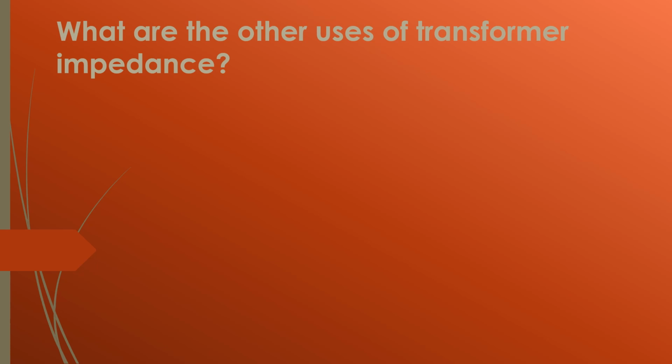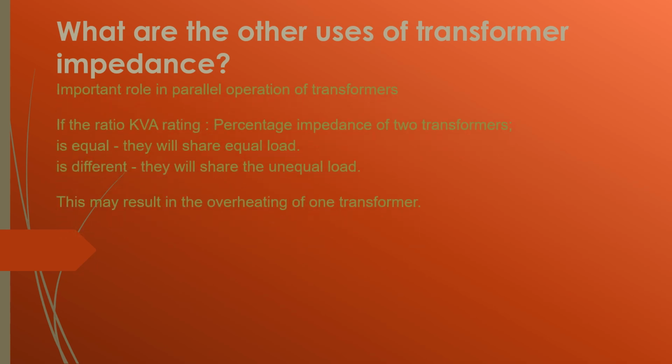Now, what are the other uses of transformer impedance? One important role is in parallel operation of transformers. If the ratio of kVA rating to percentage impedance between two transformers is equal, they will share equal load. But if they are different, they will share unequal load. So there is a tendency that one of the transformers may result in overheating.